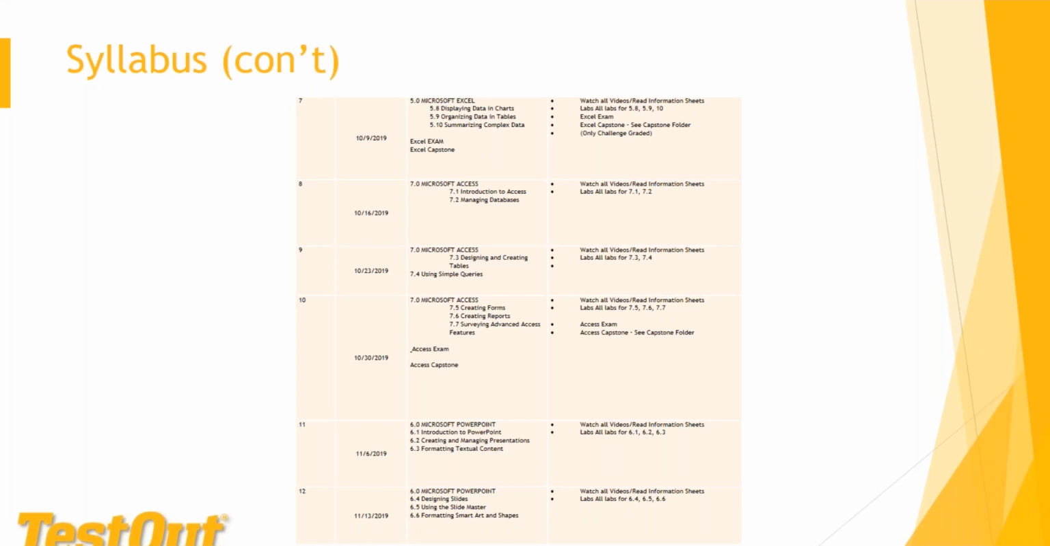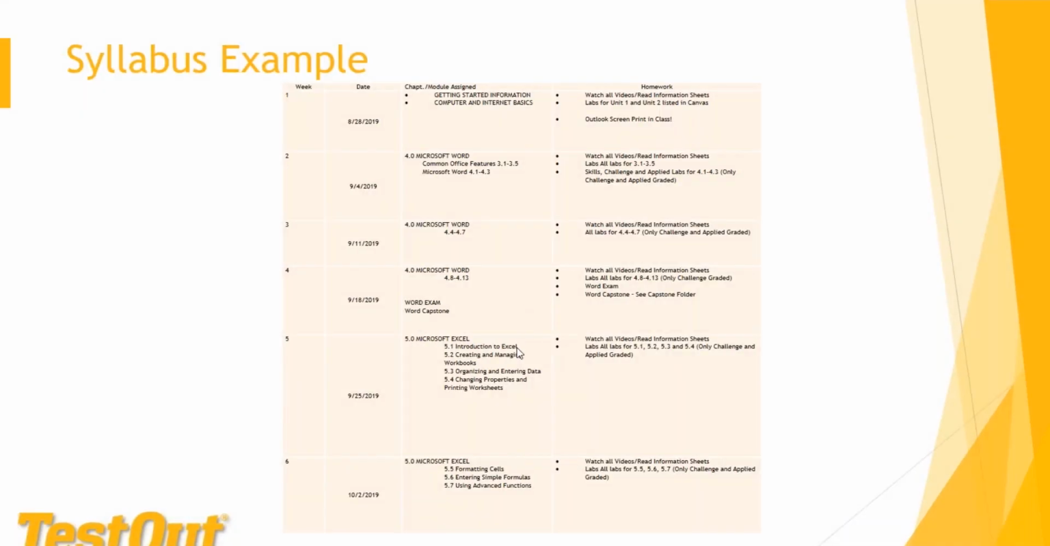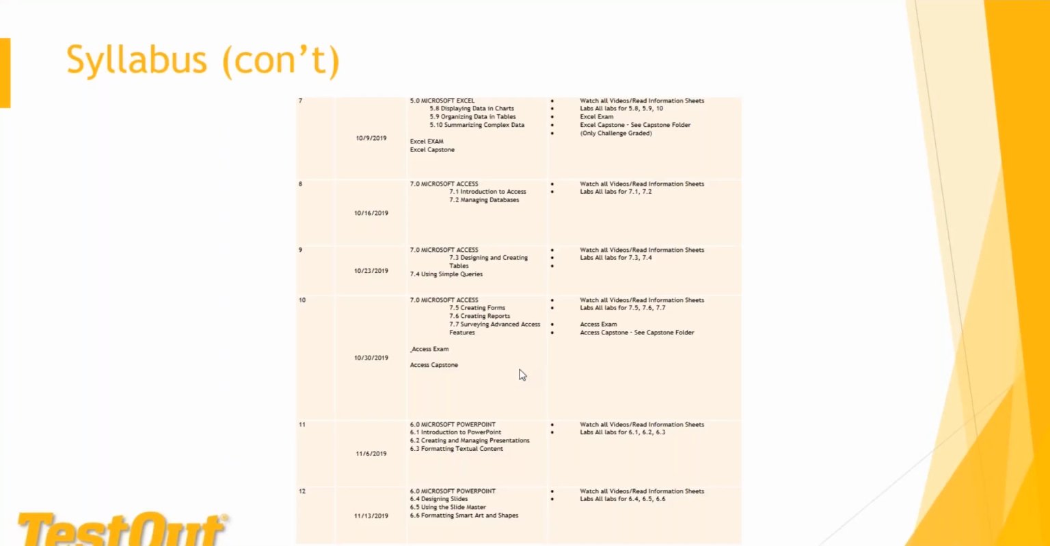Also, on those exam and capstone weeks, if you notice week 10, I have them watch the labs, I have them watch the videos. Oh, I actually didn't list on this one. Let me go back. Let's look at Excel, since I didn't list it on Access. That was an oops. If I look at Excel, if you notice, I have Excel only challenge graded. So I'm only grading those challenge labs for those students to give them a little break, since they have the additional exam and they have the additional capstone.